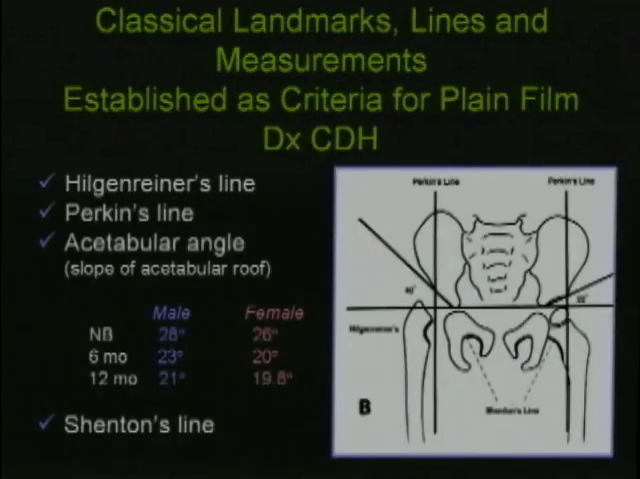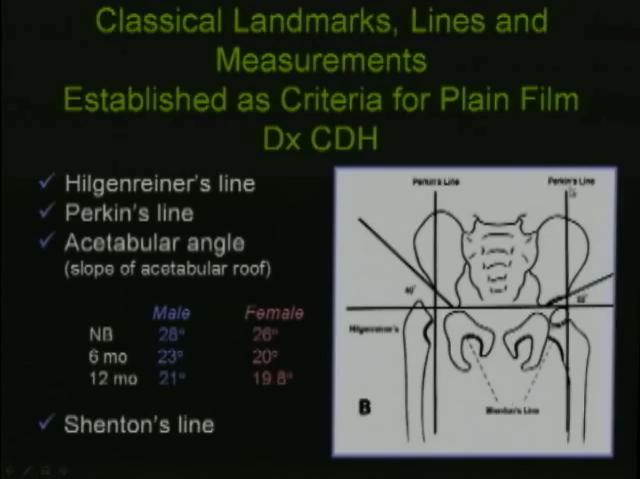Now, the lines that were developed are meant to help the imager know whether the head of the femur is appropriately located. So the first line that's drawn is a horizontal line that goes through the cartilage parts of the pelvic girdle, the triradiate cartilage between the iliac bone and the ischium. And this line is drawn horizontally. Remember, H for Hilgenreiner, H for horizontal.